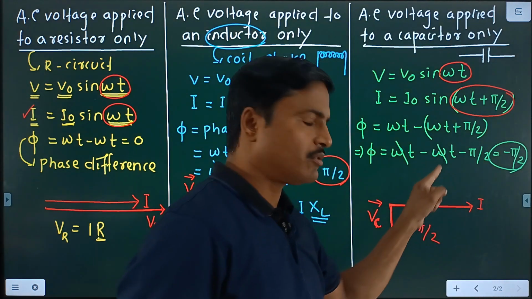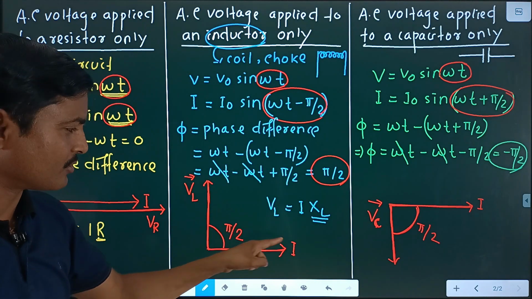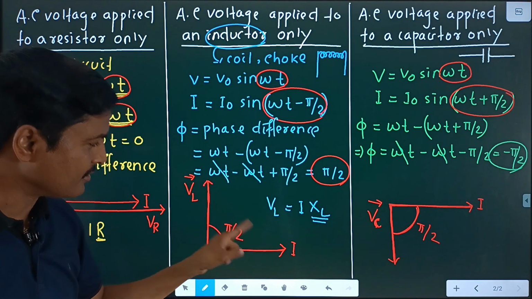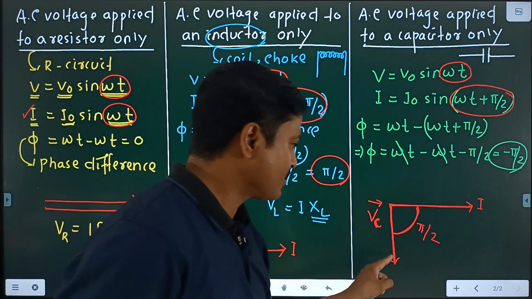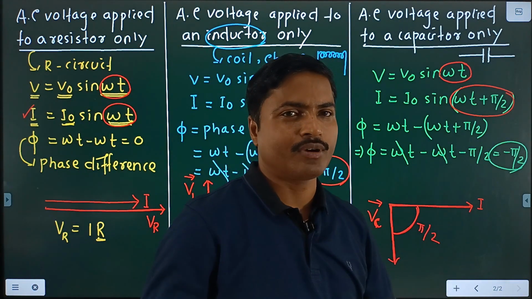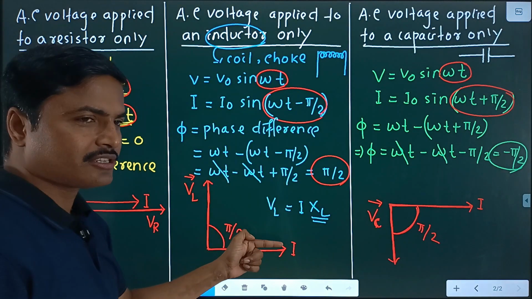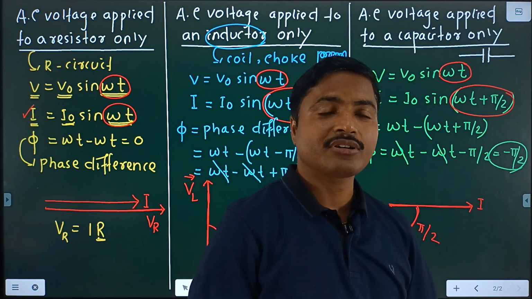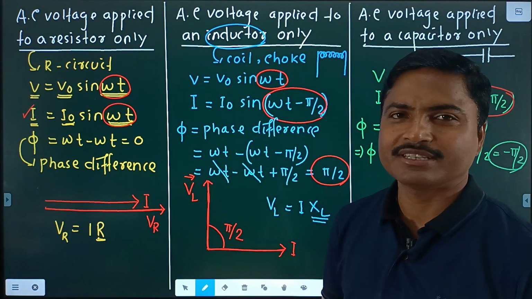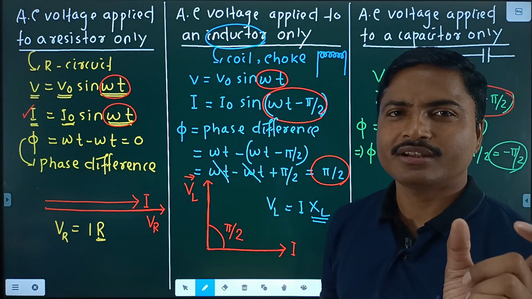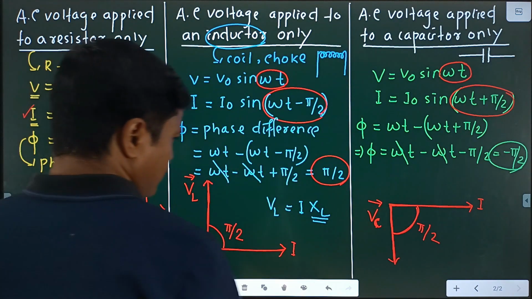Leads an angle means anti-clockwise. This is the anti-clockwise direction. Here this is the clockwise direction. Current lags behind means clockwise. Here current leads means anti-clockwise, and in all the cases this is the direction of the current, because you know in case of a series circuit the direction of current always remains the same.